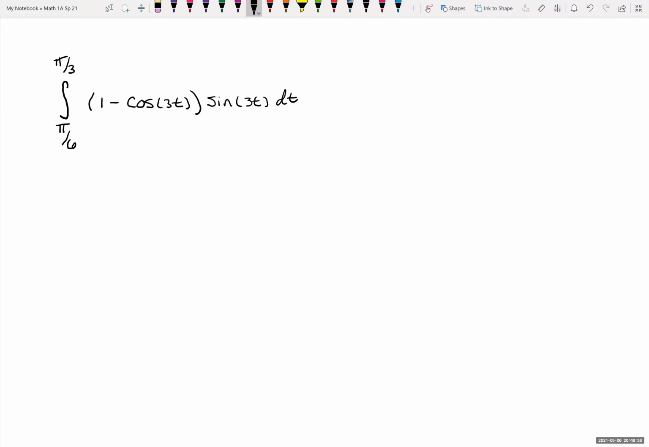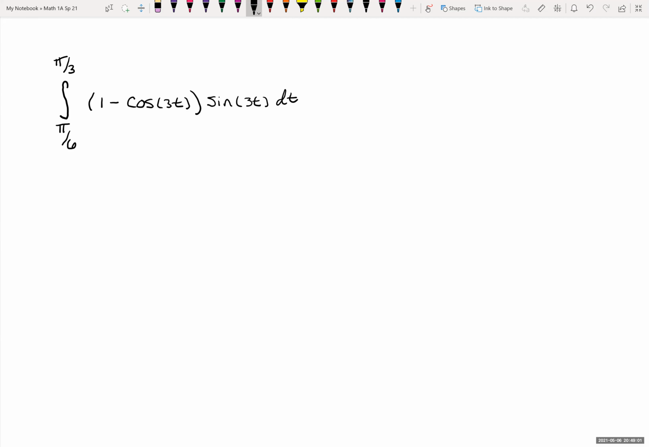So we're looking now at the definite integral. Our lower bound is pi/6 and our upper bound is pi/3 of the quantity. Inside the parentheses, we have 1 minus cosine of 3t. And then outside the parentheses, we have sine of 3t. And then we're integrating with respect to t, so dt.